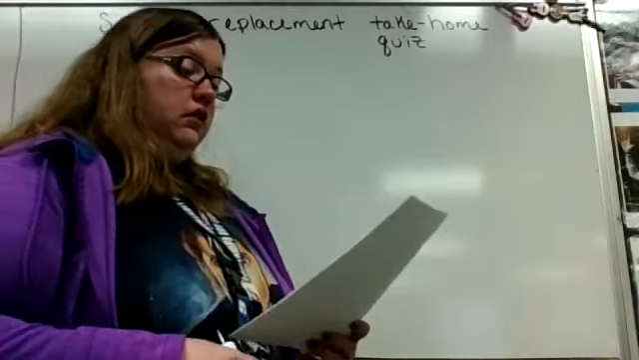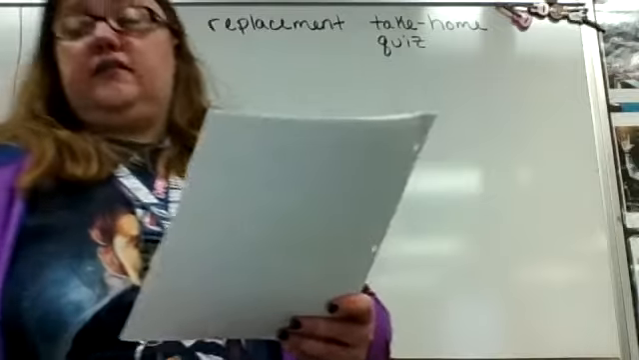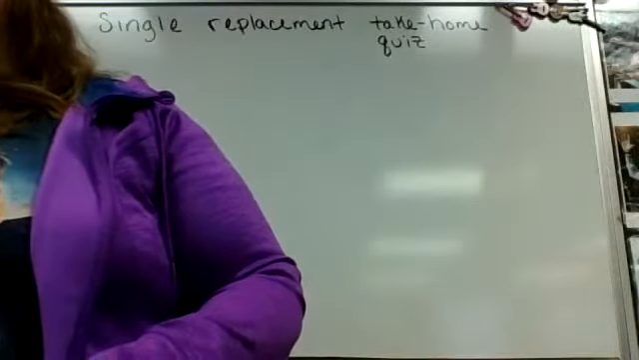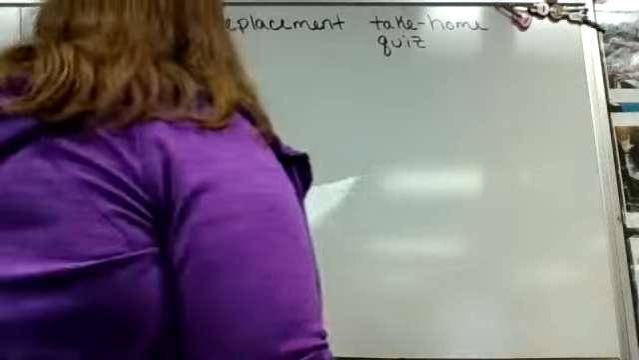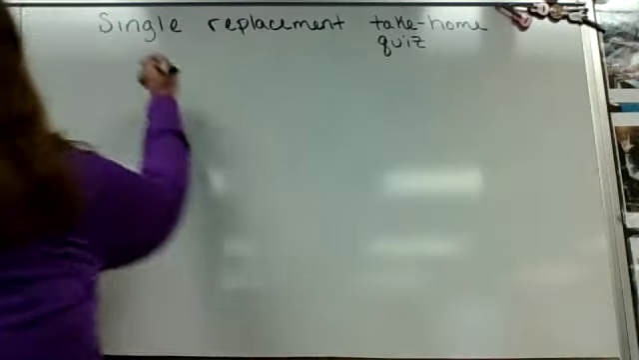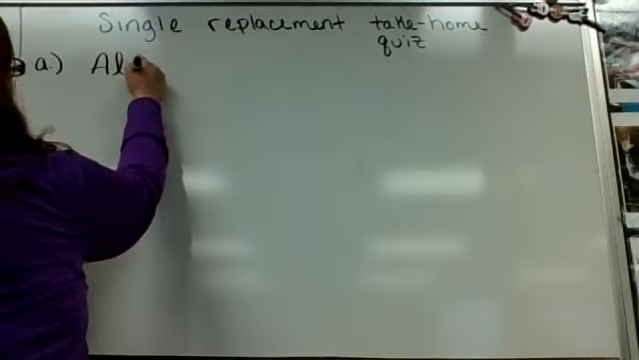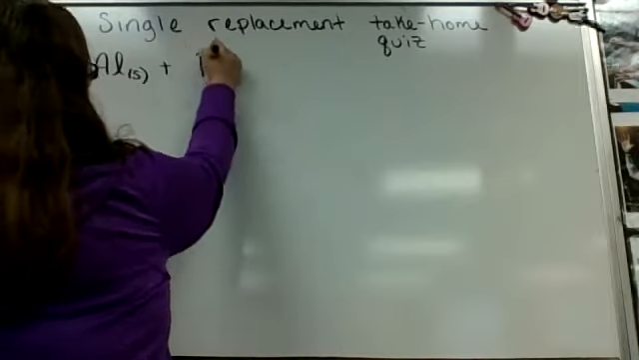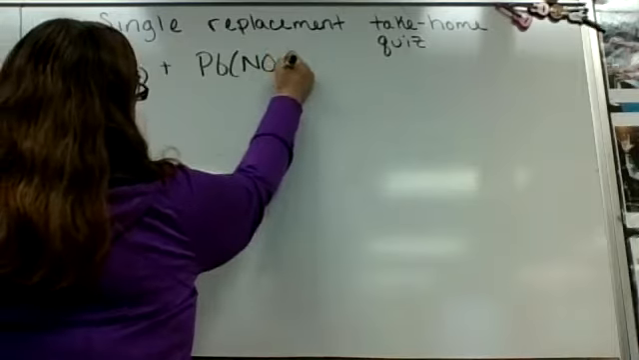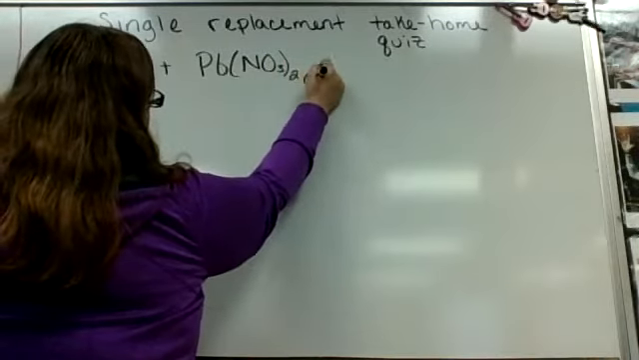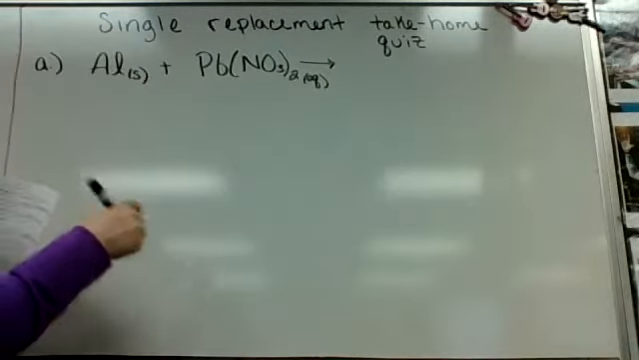1A. Do we have a reaction? Yes, because Al is higher on the activity series than Pb. So we have a reaction. Al solid is going to replace which element in the Pb(NO3)2? The Pb. All right, so Pb is going to be by itself.